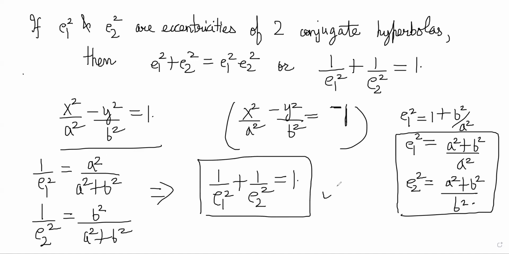So this is a very nice result that connects the eccentricities of two hyperbolas that are conjugate of each other. If you know that, then given the eccentricity of a normal hyperbola, the eccentricity of its conjugate is obvious, right? Okay. Now let's do a couple of questions.